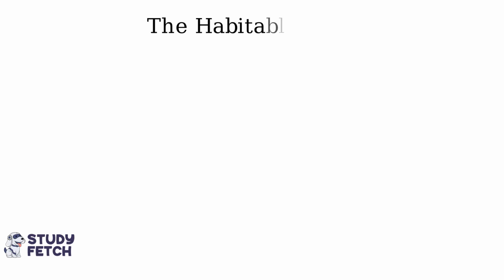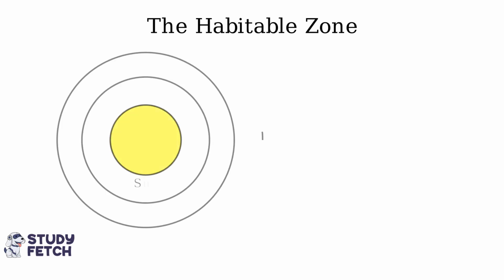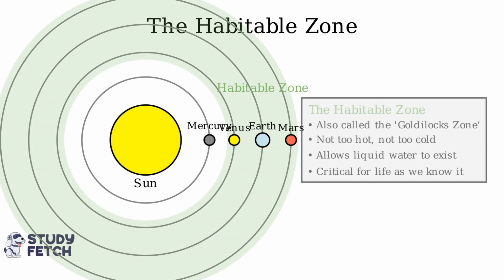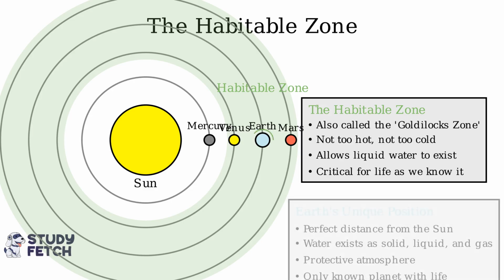Earth is uniquely positioned in what scientists call the habitable zone. This is the region around a star where conditions might allow liquid water to exist on the surface of a planet. It's often called the Goldilocks zone. Not too hot, not too cold, but just right for liquid water, which is essential for life as we know it. Earth is perfectly positioned in this zone, allowing water to exist in solid, liquid, and gas forms. Combined with its protective atmosphere, this makes Earth the only known planet capable of supporting life.